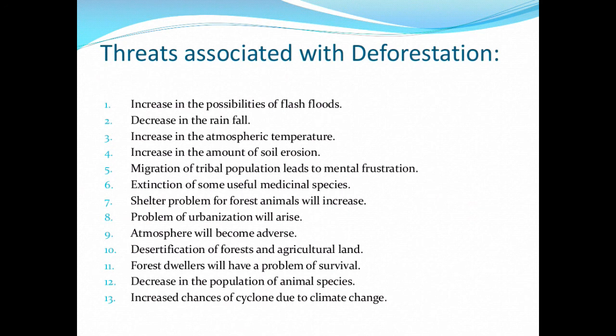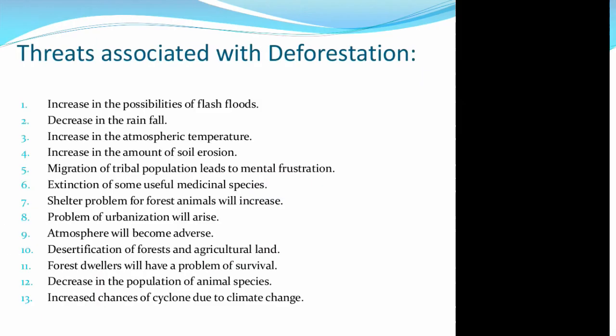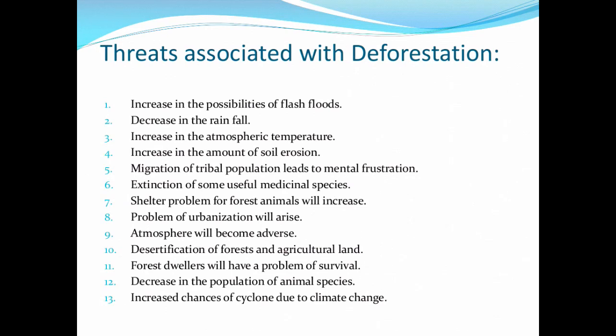Next, the atmosphere will become adverse, and there will be desertification of forest and agricultural lands. So it turns into deserts and forest dwellings will be affected. Problems of survival, decrease in the population of animal species, and an increase in the chain of cyclones due to climatic changes. So these are some of the threats associated with deforestation. Next class we will continue with the needs and conservation of forests.